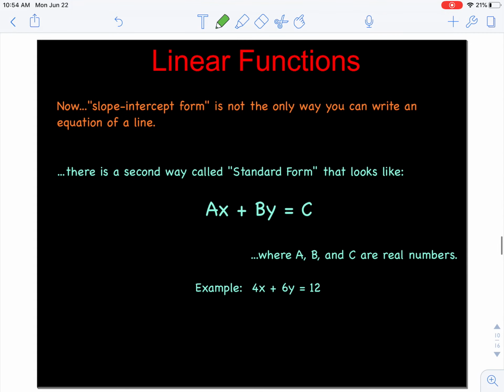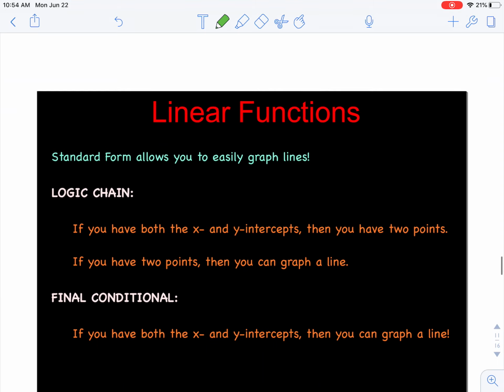So let's talk about standard form. Standard form is ax plus by equals c. And that can be really helpful if you're looking at the intercepts, because the x and y intercepts you can find by plugging in. To find the x and y intercepts, you can plug 0 in for x, and that will give you the y-intercept because it's the value of y when x equals 0. You can plug 0 in for y, and that will give you your x-intercept. And if you have 2 points, that's easy enough to graph. Any 2 points will make a line.